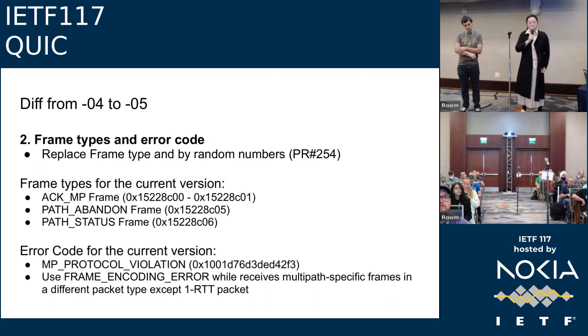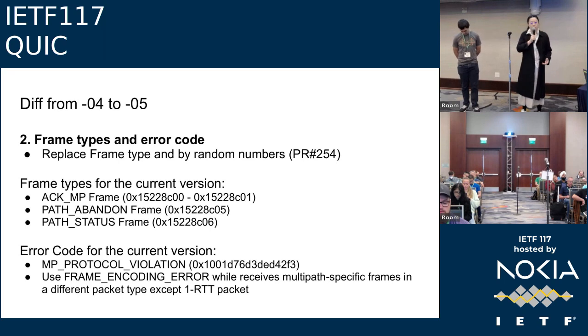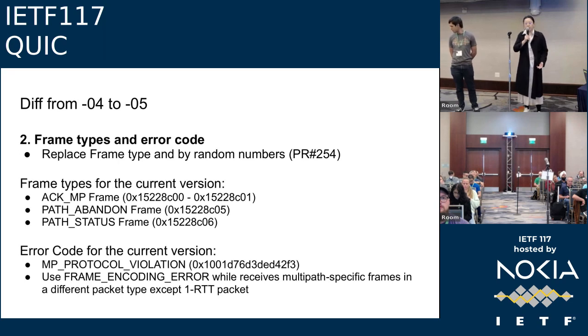By the way, we update the error codes for MP protocol violation, and we use the frame encoding error while receiving multipath-specific frames in packets other than the 1-RTT packets. For example, if you receive an ACK-MP in the handshake packets, you should raise a frame encoding error. It's a more specific error. Next slide, please.